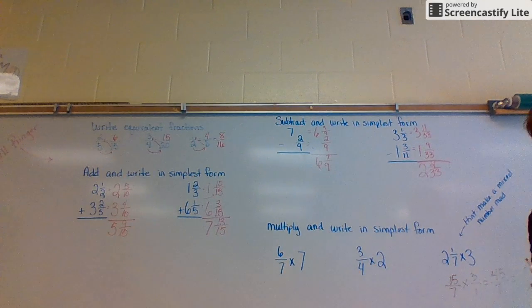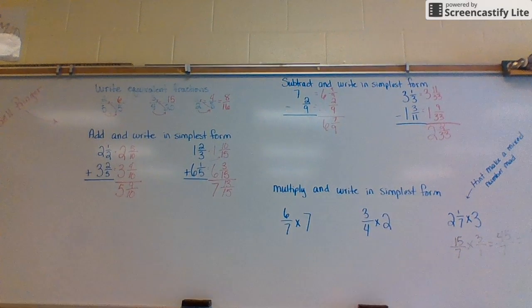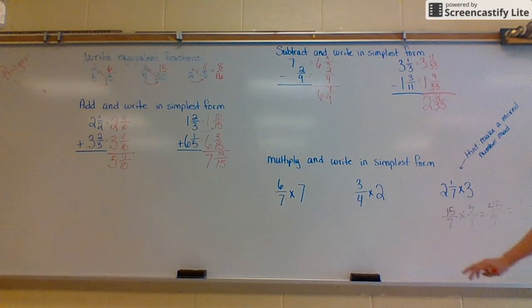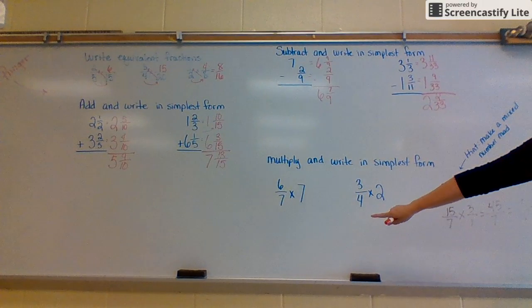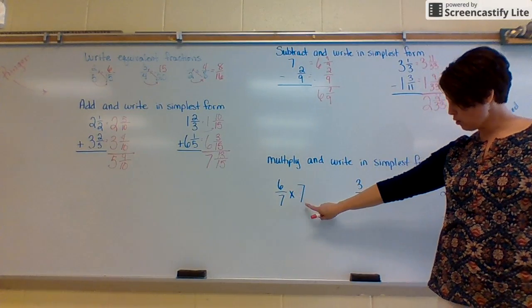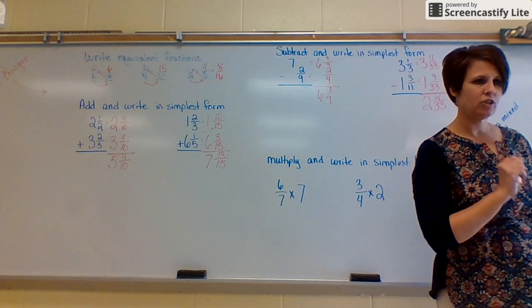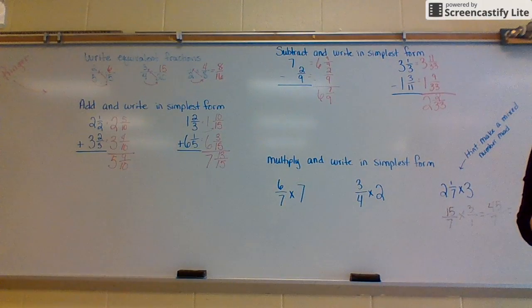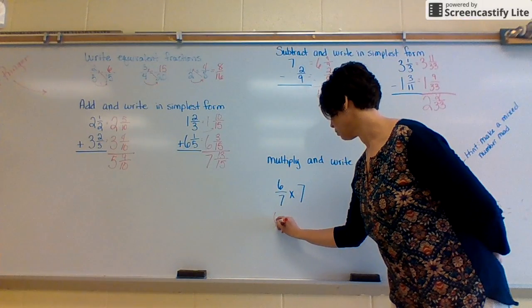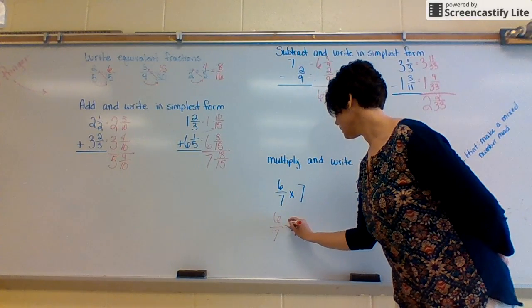All right, then let's move down to multiply and write in simplest form. And this is something new that we've just learned. So when we have a fraction times a whole number, what do we have to do before we can multiply? Put a 1 under the 7. Put a 1 under the 7, or under the whole number. So we're going to put 6/7 times.